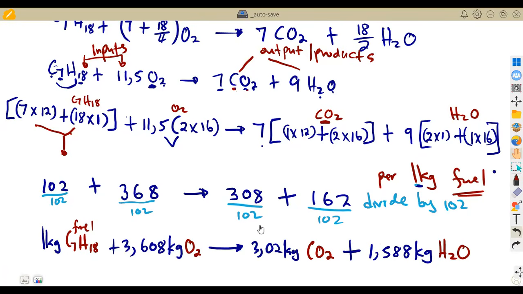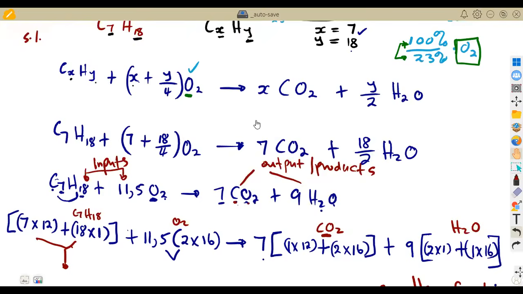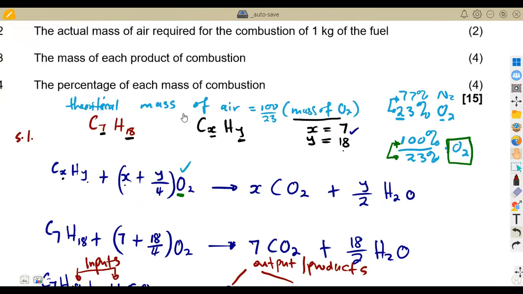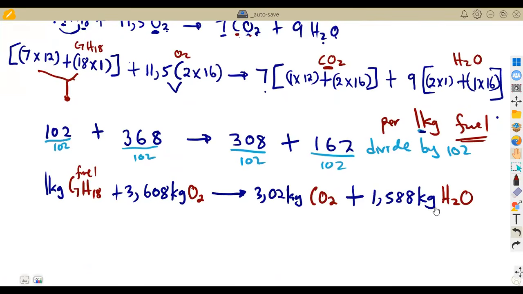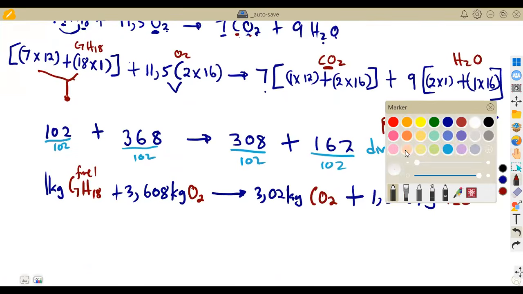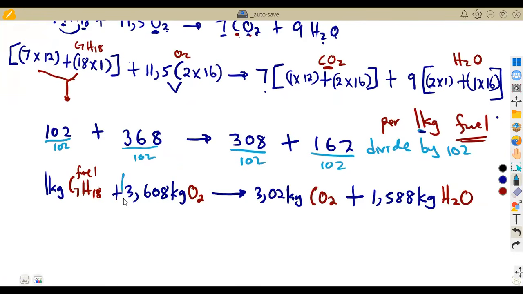But because this formula carries the oxygen that we need. Remember what I explained on my formula, that the theoretical mass of air is going to be 100 over 23 times the mass of oxygen. And this formula carries the oxygen. So if it has this oxygen, we are going to apply it now. We know that our oxygen is taken at 3,608 kgs. This is the mass of oxygen needed for 1 kg of fuel. So now we can calculate our theoretical mass of air.